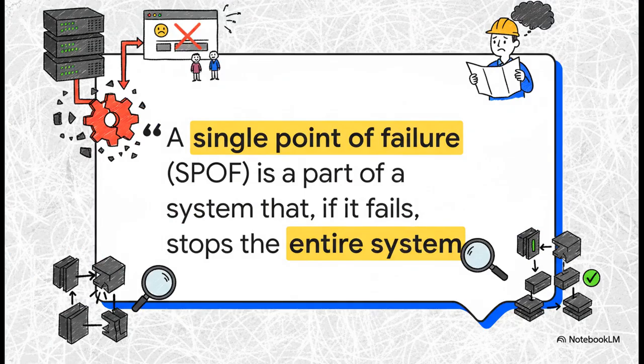So, what exactly is a single point of failure? Well, the official definition says it all. It's any single component that, if it breaks, takes the entire system down with it. It's the one domino that can topple the whole line. For a systems architect, this is public enemy number one.